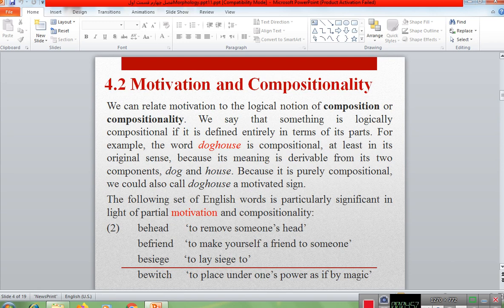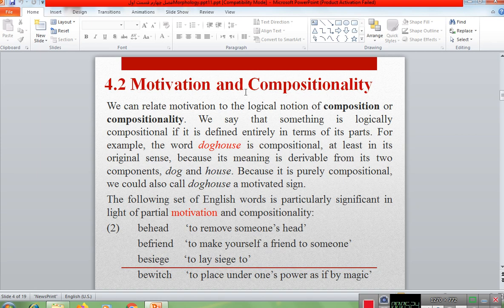So this is the definition of sign and the types of sign, I mean motivated, unmotivated, and partially motivated signs. You see the examples, and you see that signs can lose their motivation, like the name of that basketball team. The other part I want to talk about is motivation and compositionality.